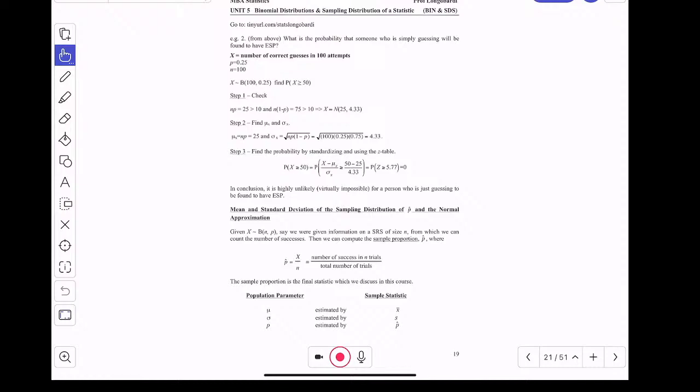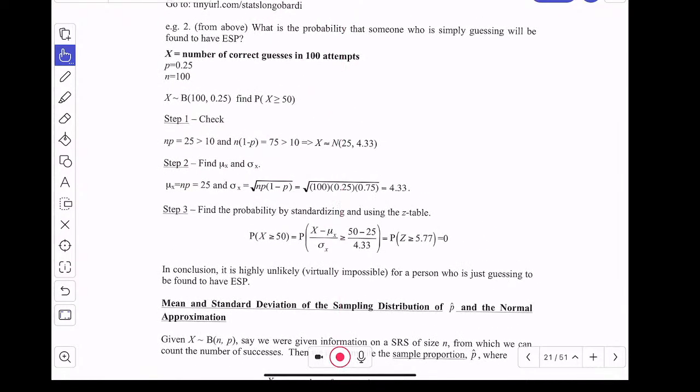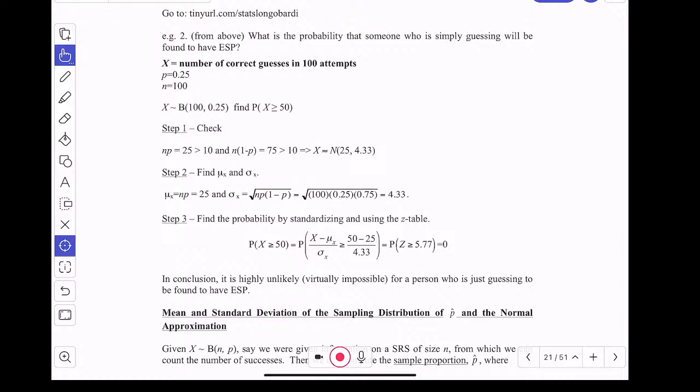Let's see another example. Let's look at the ESP one finally. Let's answer that question. For the ESP example, n is 100 and p is 0.25. And we want to find the probability that x is greater than or equal to 50.